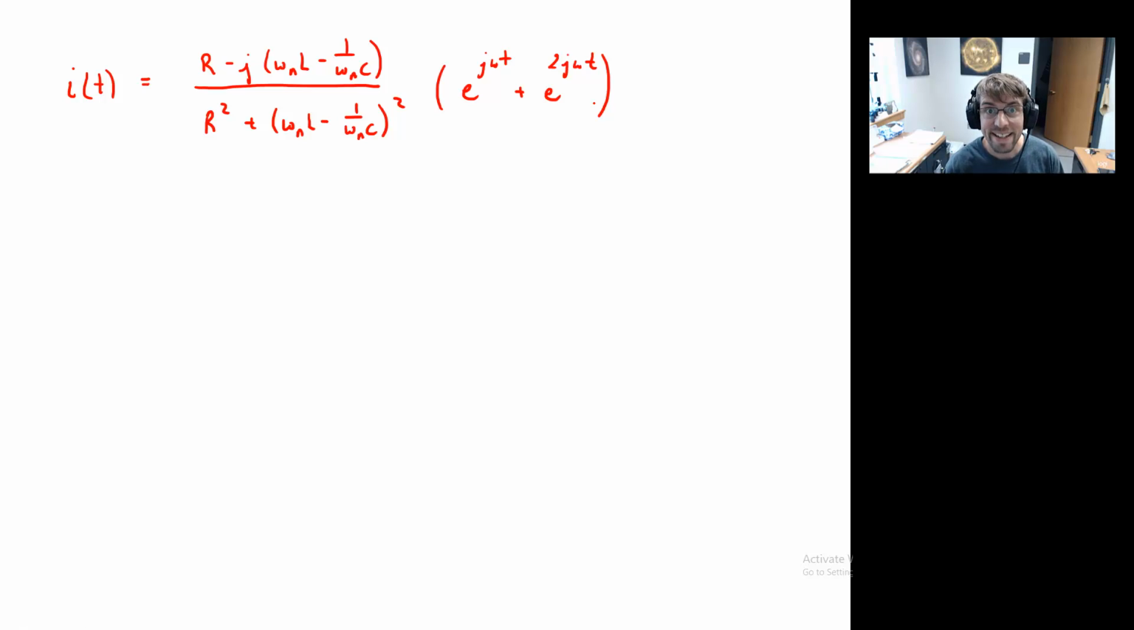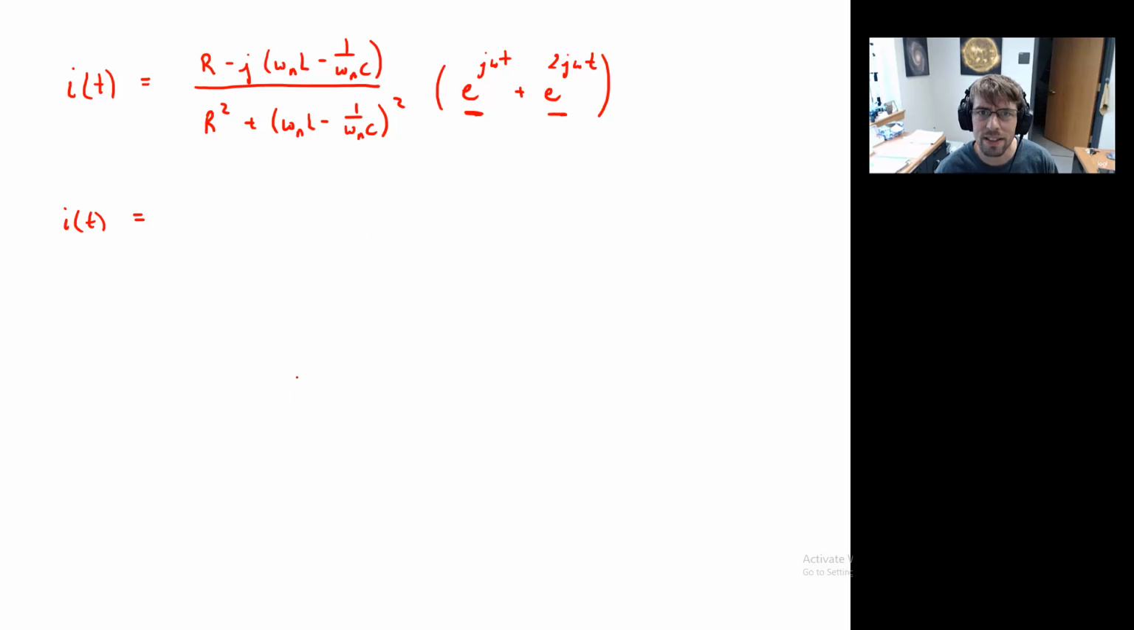Pretty cool, right? Now let's look at this for a second. We notice that because I have a linear combination of two cosine functions, you could think of I of t as being two pieces, right? You have a piece due to the cosine of omega t and a second piece due to the cosine of 2 omega t.